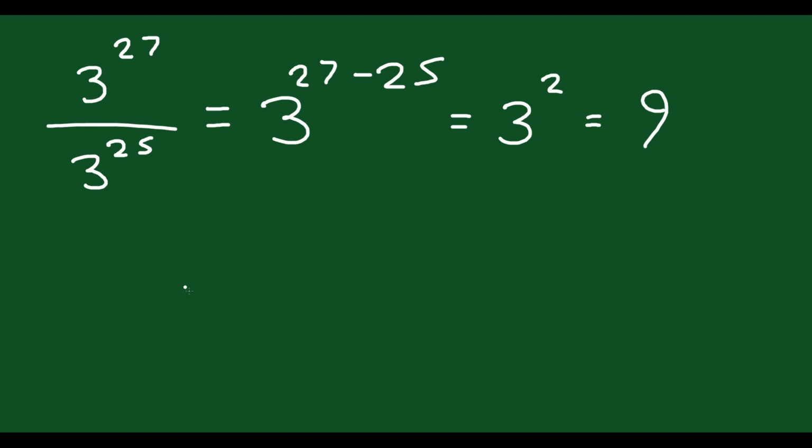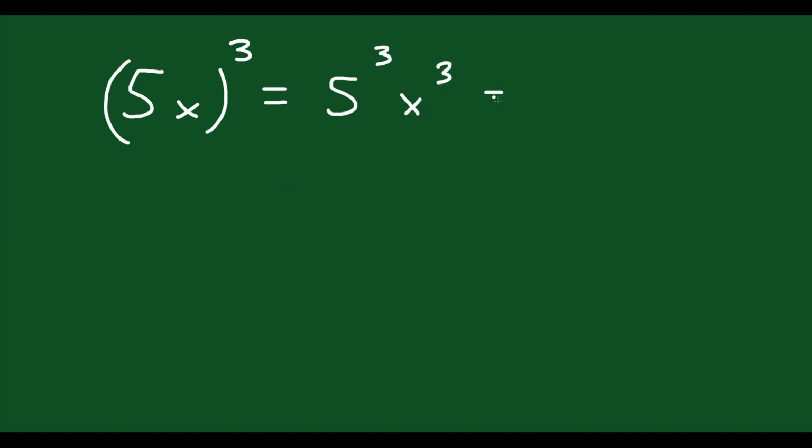Okay, let's try another example. Let's say I have 5x in brackets, and that is being cubed. Okay, so let's try to simplify this. First, we'll distribute the 3 inside the bracket, so you'll have 5 cubed times x cubed. Okay, what's 5 cubed? 5 times 5 times 5, that's 125. And then x cubed you have to leave just as x cubed. So this is the most simplified we can make this expression.